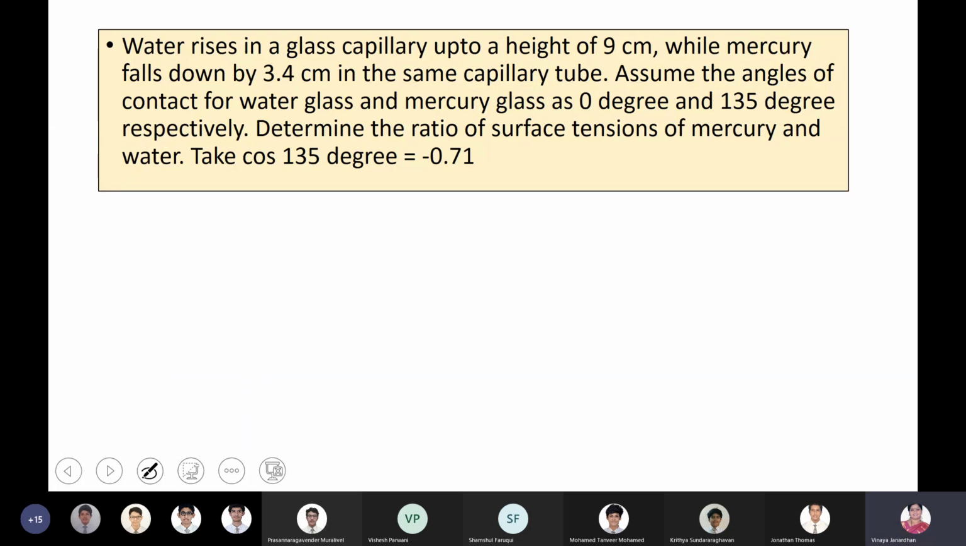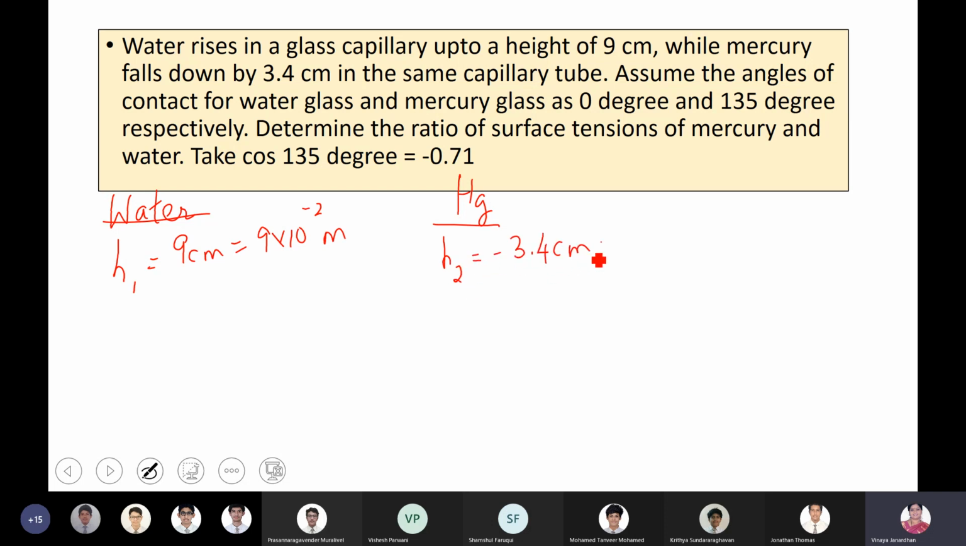So water rises in a capillary tube up to a height of, so I'll take water separately. The height of the water, h1, is 9 centimeter, so 9 into 10 to the power of minus 2 meters, while mercury, your h2 is minus 3.4 centimeter, that is minus 3.4 into 10 to the power of minus 2 meters. The same capillary tube, which means the radius will be the same.